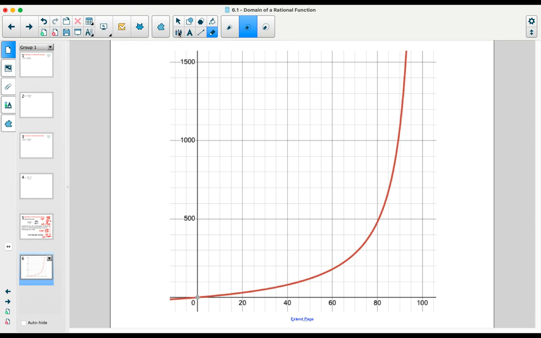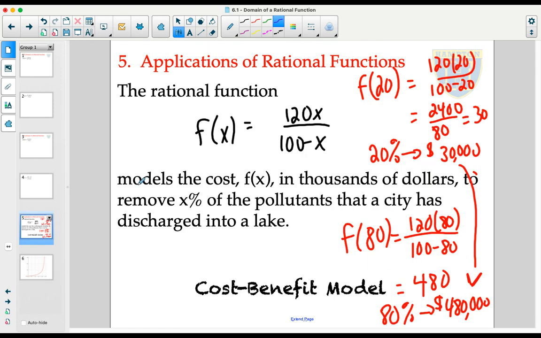The last part of this that we really need to spend a little bit of time thinking about is, what if we actually did want to clean up the entire lake? What if we tried to use 100? So we sub that number into our function, 120 times 100 over 100 minus 100, and right at this moment you should have recognized that there's a problem. You are not able to put 100 into this function, as it is not part of the domain of this function, completely ignoring cost and pollutants and the city and all of that.